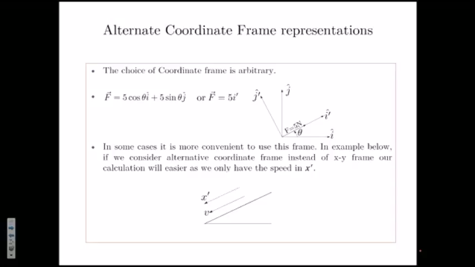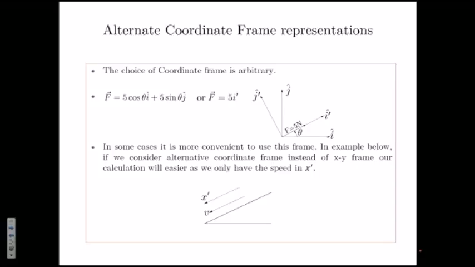So let's say we have our x and y direction, and you have unit vectors i hat and j hat along the x and y direction respectively. And I want to write this force F of 5 Newton, which is making an angle theta from the x-axis. I can write that easily, we saw that. So we have 5 cosine theta i hat plus 5 sine theta j hat, and that's great.